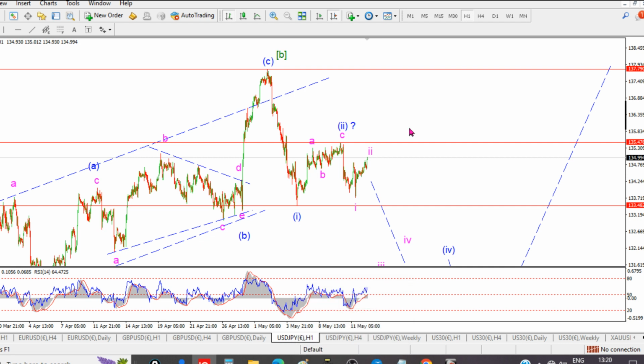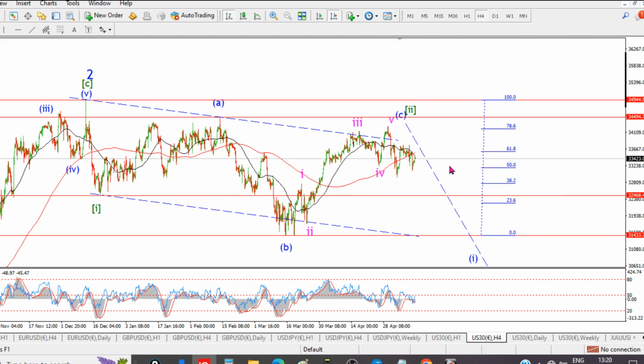Let's say the current count is bearish in the short term over the next week, I'd say, and then we'd switch to a more bullish outlook. But there's something missing here in dollar yen. I'm going to give it a few more days before I nail my colors to the mast here. Okay, let's go for the Dow.